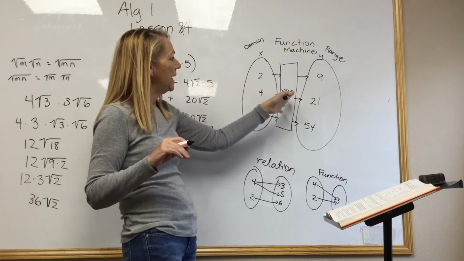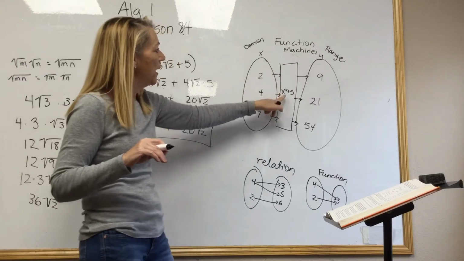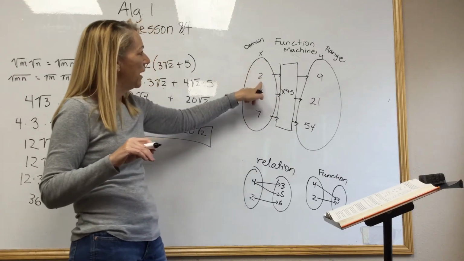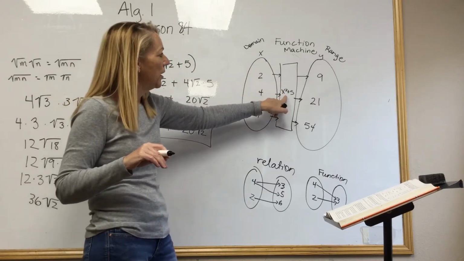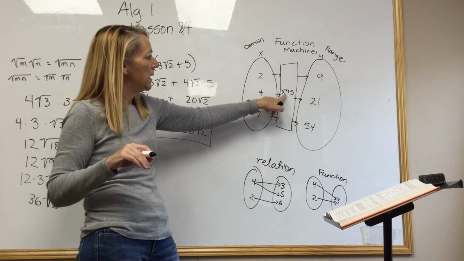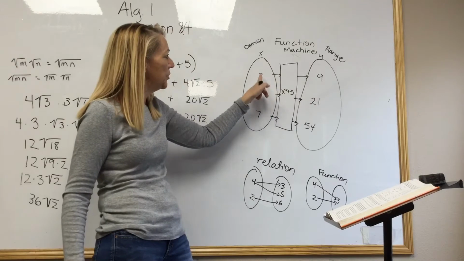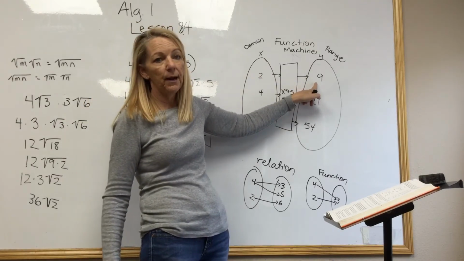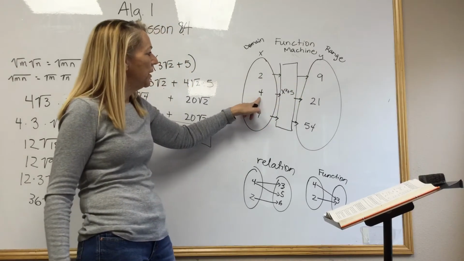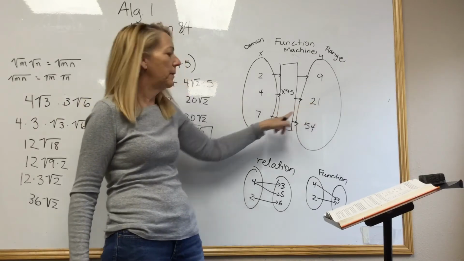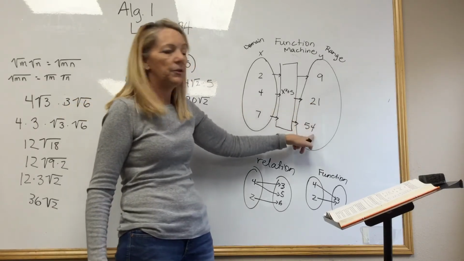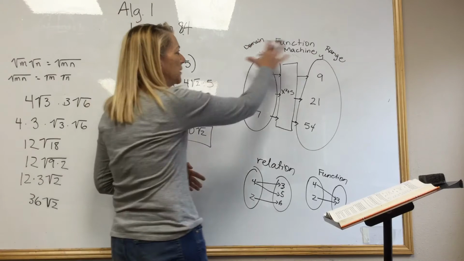So if I put that in and I substitute in 2 for x right here, that would be 2 squared, that would be 4, plus 5 would be 9. So I could put in a 2, comes out a 9, that's my range. Put in a 4, comes out 21. Put in a 7, comes out 54. So this is the function machine.